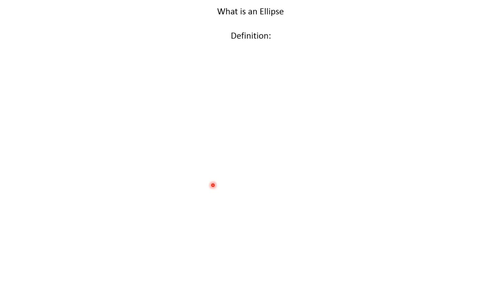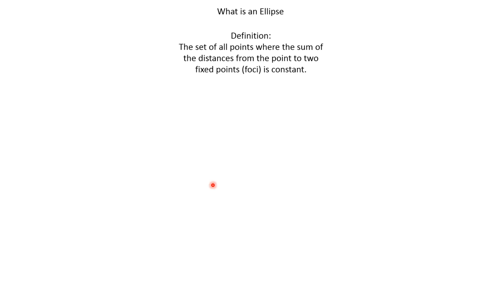An ellipse is the set of all points where the sum of the distances from the point to two fixed points, the foci, is constant. I'll explain that in English in just a second. But remember, the definition for a circle is just the set of all points whose distance from a central point is constant. Well, now we have two distances that we're adding together to be constant. So what are those two distances?